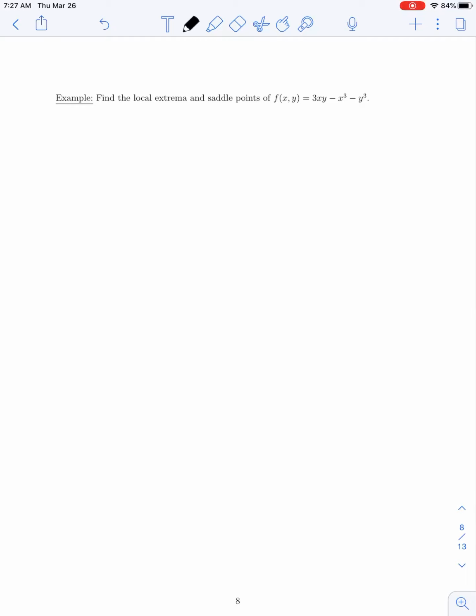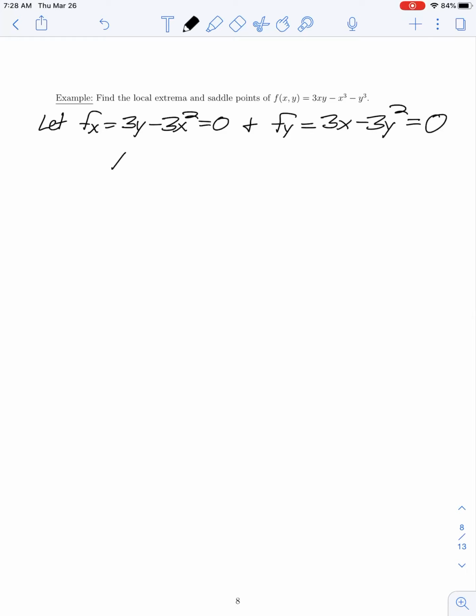All right, so let's look at one last example. Here we are asked to find the local extrema and saddle points of the following function. Again, our first step is to find the critical points, and to find them we will look at our partial derivatives. Here the partial with respect to x is 3y minus 3x squared, which we set equal to 0. And the partial of f with respect to y is 3x minus 3y squared, equals 0.